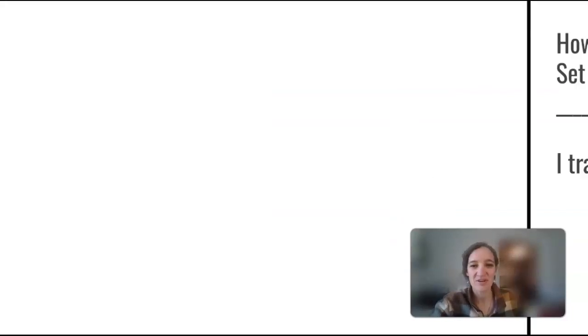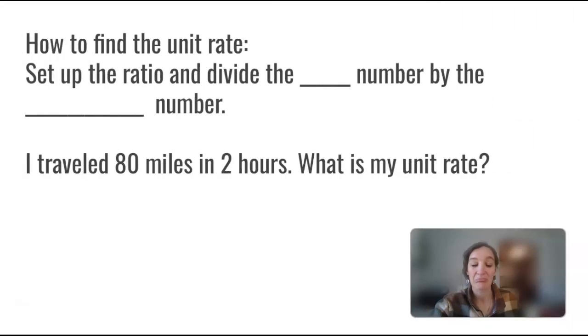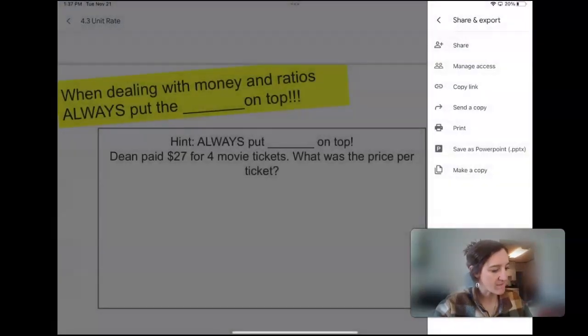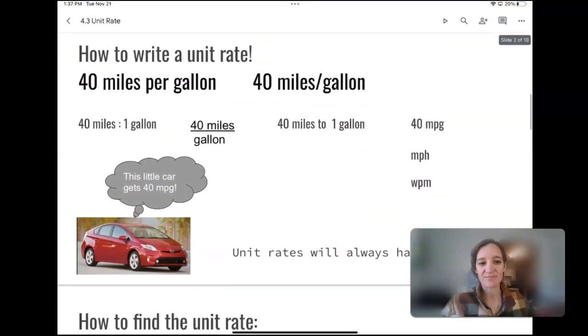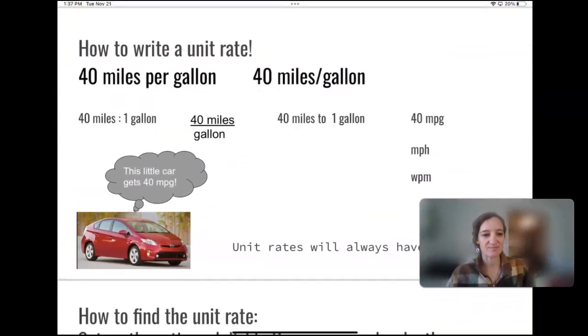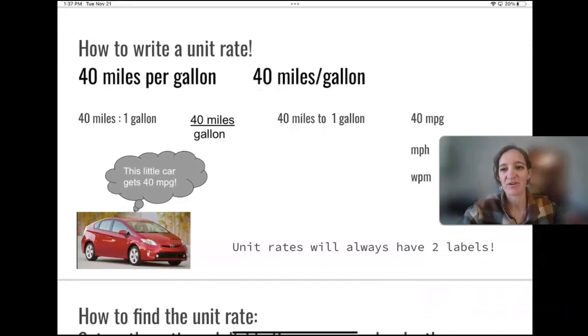So let's talk about why my screen went blank. Don't know what was there. We're going to move on though. How do you find the unit rate? Oh, I know what was there. It was a good slide. Where'd you go? Hold on. It was this one. All right, we're going to talk about this one. I don't know why this one didn't convert over.